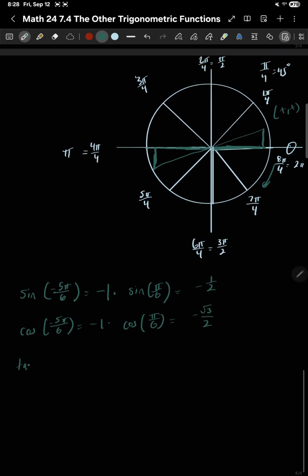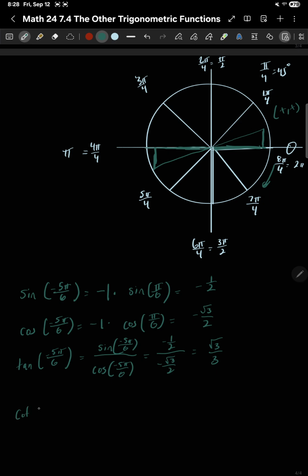Okay, so then if we want to figure out tangent of negative 5 pi over 6, well, tangent is sine of negative 5 pi over 6 over cosine of negative 5 pi over 6. And so since both of these are negative, right, we have negative 1/2 over negative square root of 3 over 2. The negatives cancel, right? Negative divided by negative or negative times negative is going to be a positive. And so we're going to get square root of 3 over 3.